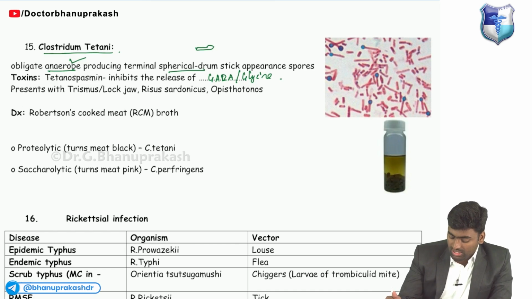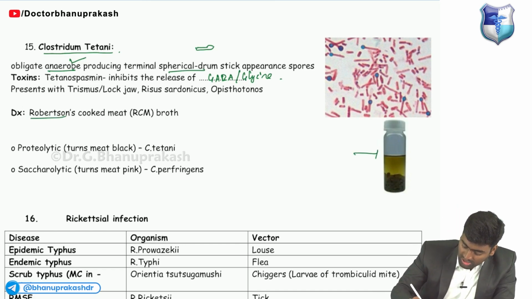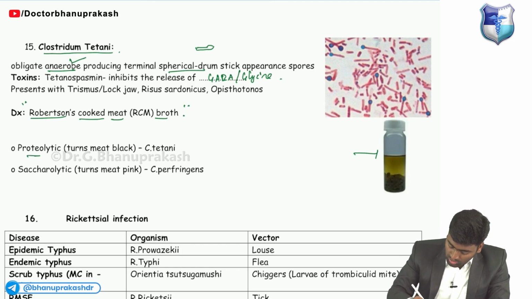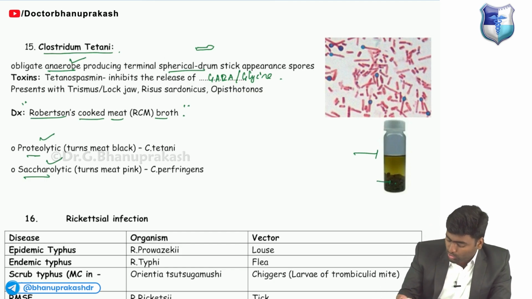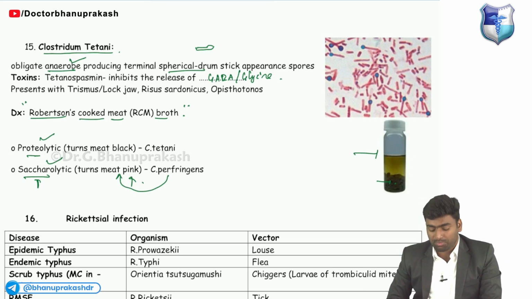Remember. And as it is anaerobic, we'll use a media which is known as what? Robertson cooked meat broth. We'll use this Robertson cooked meat broth. Then this can be 2 types, proteolytic and saccharolytic. Means if the meat becomes black, then it is a proteolytic type of Clostridium. Whereas if it is turning pink, it is saccharolytic, which will be mostly because of Clostridium perfringens. Okay, so this is Clostridium tetani.